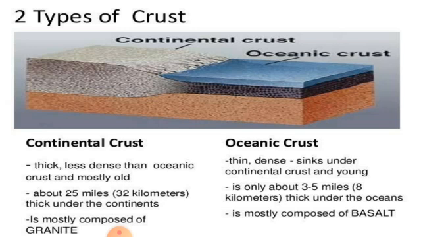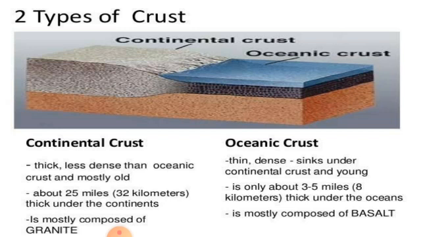Now, let us see the comparison between continental crust and the oceanic crust. Continental crust is thick, less dense than the oceanic crust and mostly older in nature. Oceanic crust is thin, dense, sinks under continental crust and is young in nature.